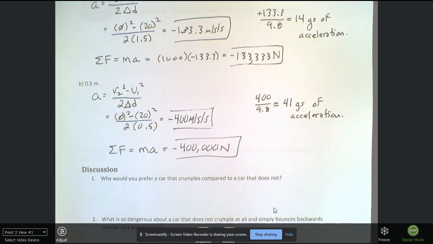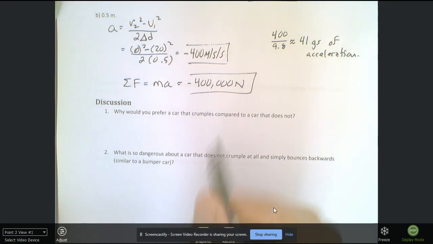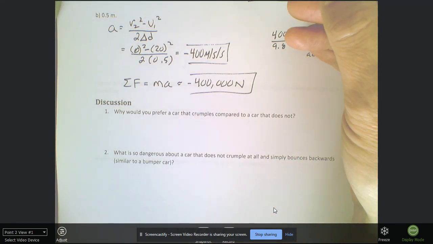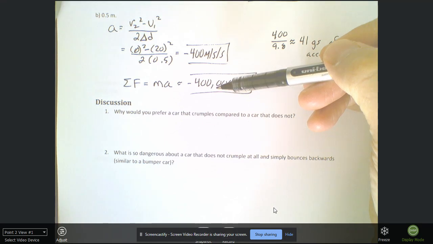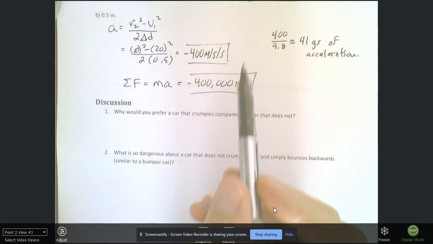Okay, so all the questions in this package are the same, and I'm going to help you with them briefly, and then you're going to finish them yourself. Why would you prefer to be in a car that crumples compared to a car that does not? Again, you can look at the first case where the car crumpled and the acceleration was lower than when the car had less crumpling. If you crumpled it even more, let's say by 2 meters, that's almost into the front of your car, like into your chassis, you get even less acceleration. If the car didn't crumple at all and it was just a 10 centimeter crumple, you would get a massive deceleration, and that would not feel good.